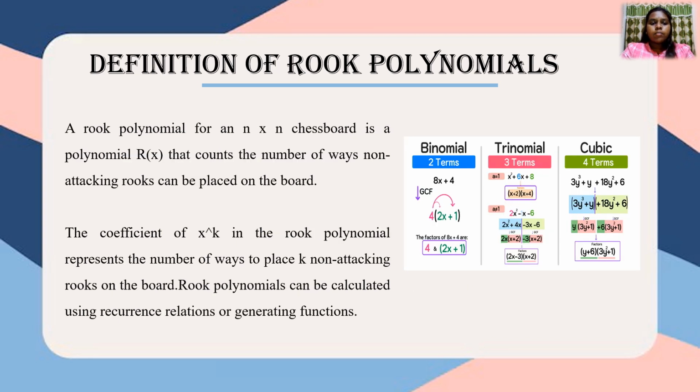A rook polynomial for an n by n chessboard is a polynomial r(x) that counts the number of ways non-attacking rooks can be placed on the board. The coefficient of x^k in the rook polynomial represents the number of ways to place k non-attacking rooks on the board. Rook polynomials can be calculated using recurrence relations or generating functions.